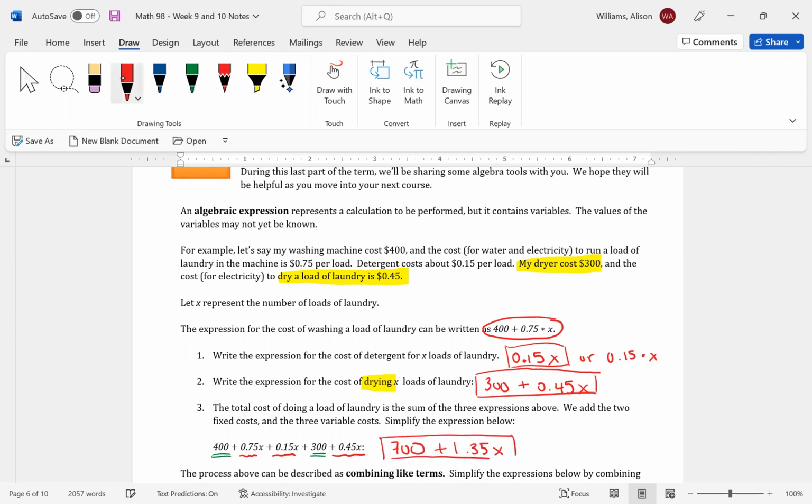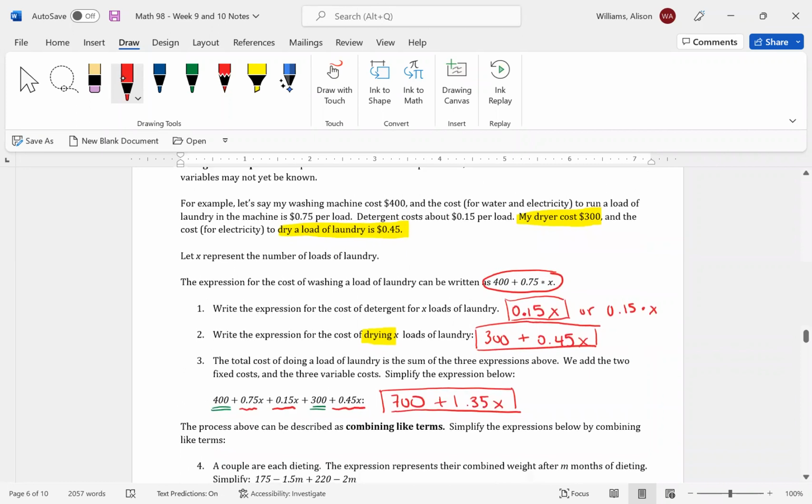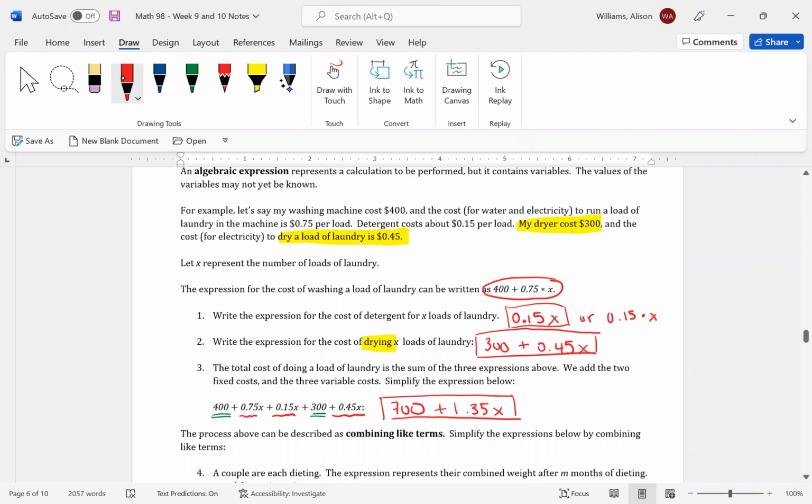So basically, when we're simplifying an expression, we call this combining like terms, meaning we're putting together the things that have similarities. So in this problem, we put together the two numbers that didn't have a variable, and then we put together the numbers that did have a variable.